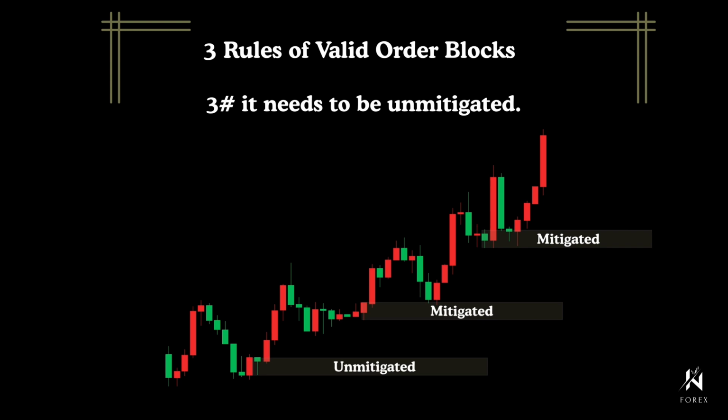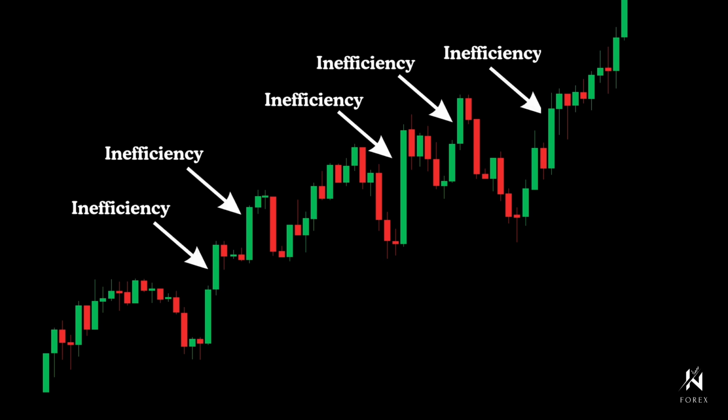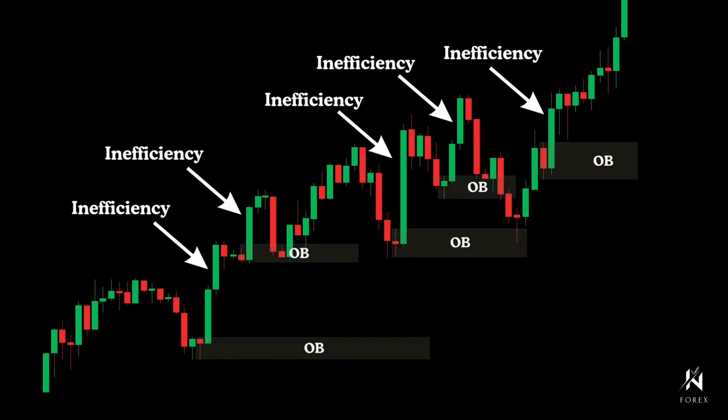Looking at the 15-minute chart of the euro-dollar, let's identify the order blocks starting from the left. These zones show clear signs of inefficiency on the chart, so we highlight the candles that caused the imbalance as our order blocks, but only if they resulted in a break of structure or a shift in character. Based on our criteria, all of these qualify as valid order blocks.